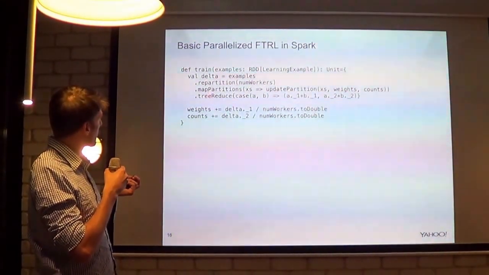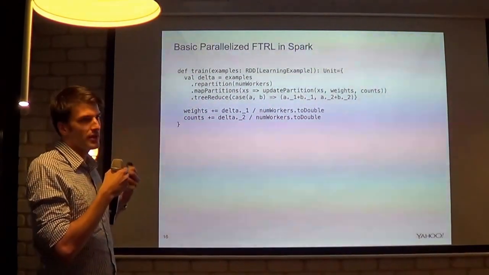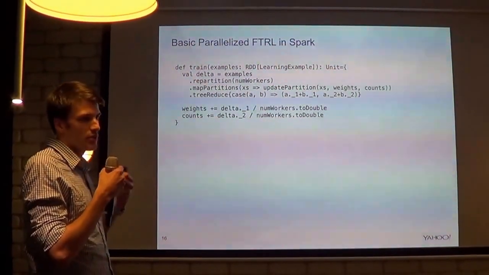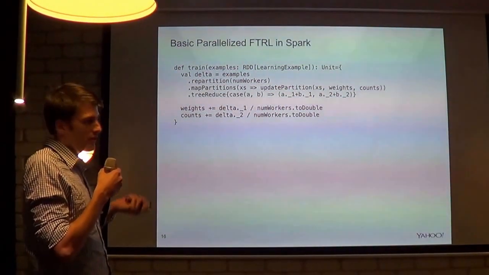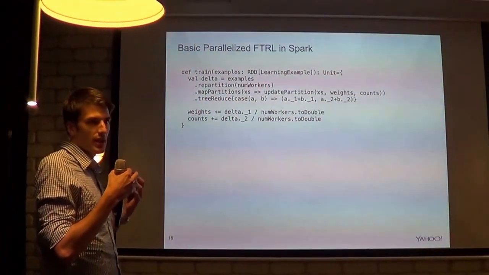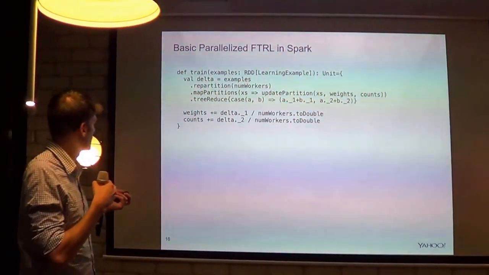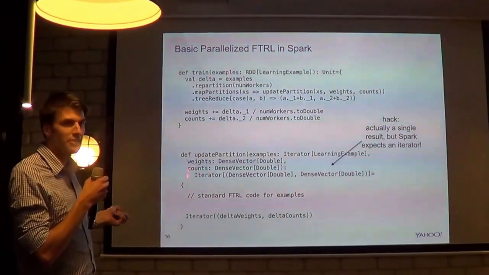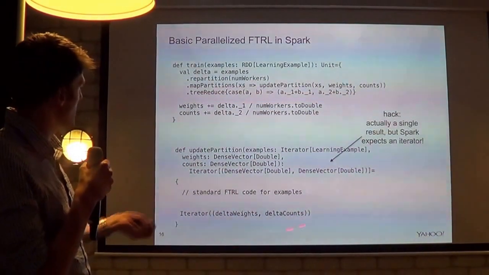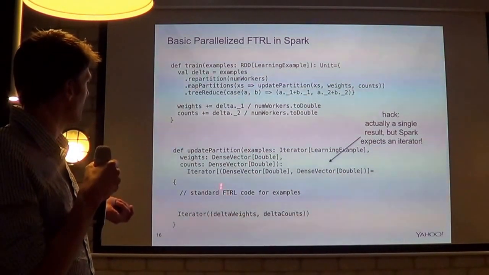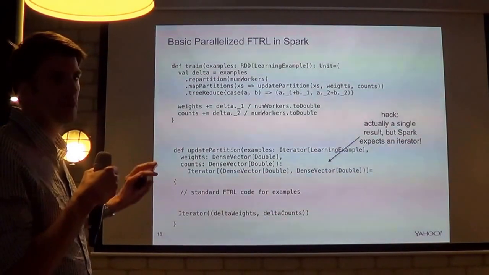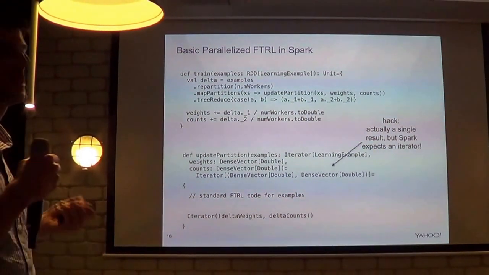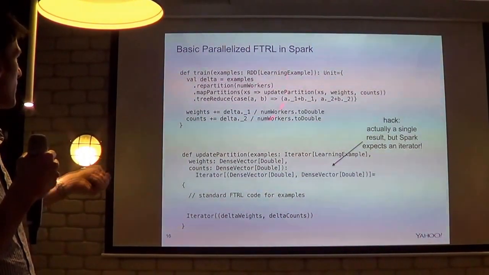What's quite convenient in Spark is mapPartitions. It allows you to operate on a whole partition. Using mapPartitions, you can compute an update on each of the partitions individually, and then use treeReduce to accumulate the deltas and average them in the last step. The update partitions, I think I'm running out of time, but essentially it's just a sequential algorithm. So this is on one machine, mapPartitions only runs on one machine. Here you can implement a standard FTRL code that would return you some weights, the counts, and here is actually the averaging being done.